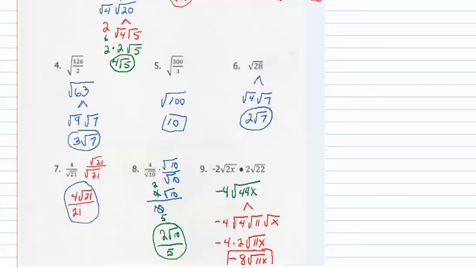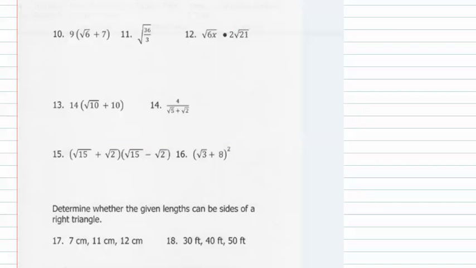Okay, let's do the second half now. Okay, this next problem, number 10, is a distributive property. Remember, numbers multiply with numbers and radicals with radicals. So I've got a 9 times a radical 16. So they don't multiply together. I'm just going to write 9 radical 16. Then I have a 9 times 7. 9 times 7 is 63, and it's positive.